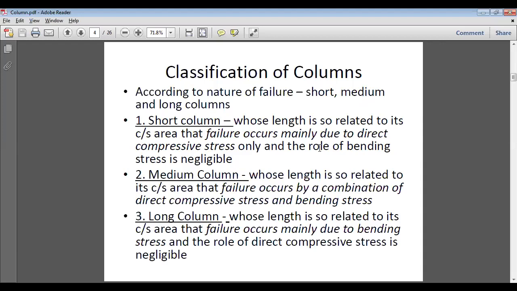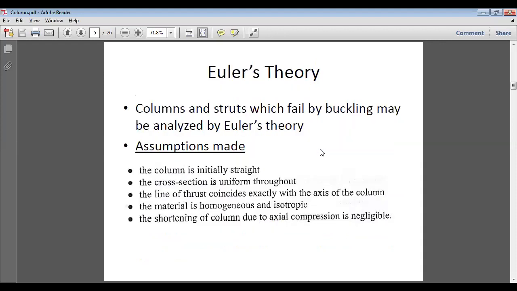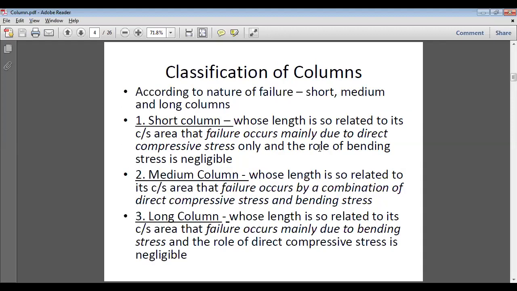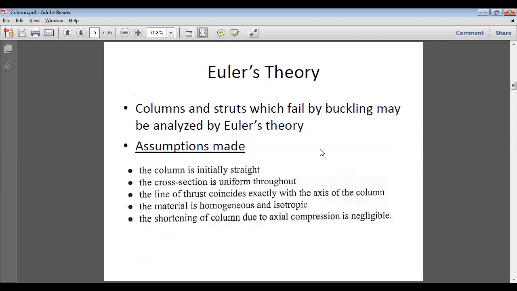Now, classification of columns takes three types: short, medium, and long. These are basically based on the length to cross sectional area ratio. If the length to cross sectional area ratio is less, it is known as short. If it is high, then it is known as long, and if it falls in between the two, it is known as medium. So these are the types of columns.